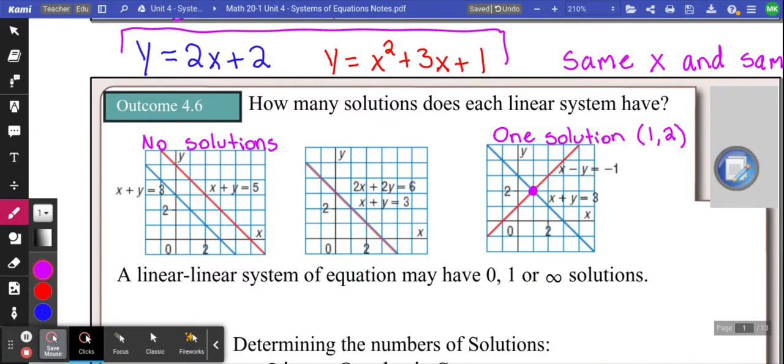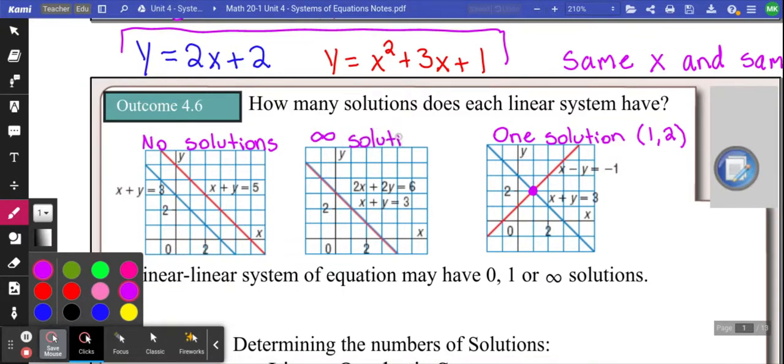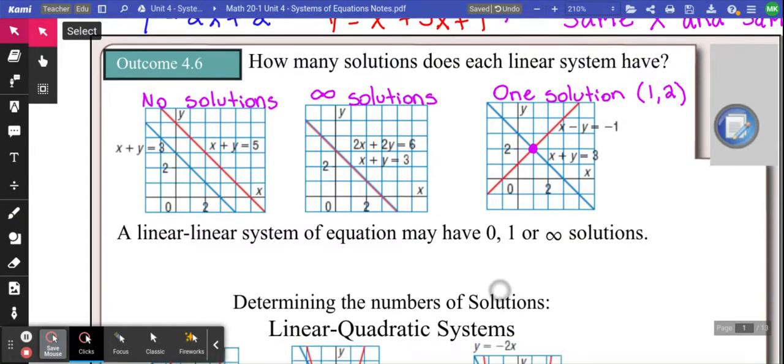In the middle is kind of a unique situation. It's hard to tell, but both of those lines are on top of each other. That means that they're always crossing each other. That means they have infinite solutions. That's what we dealt with last year, for the most part. We had just two straight lines, linear equations. They always had no solution, one solution, or infinite solutions. That was kind of our only scenarios we ran into.